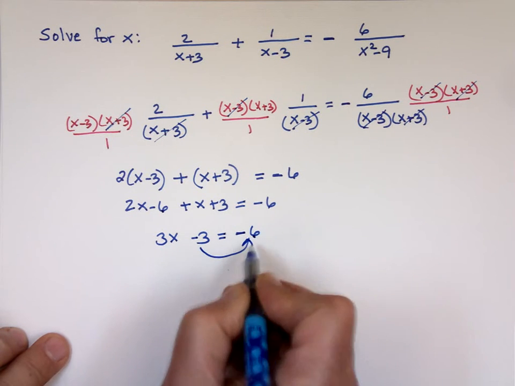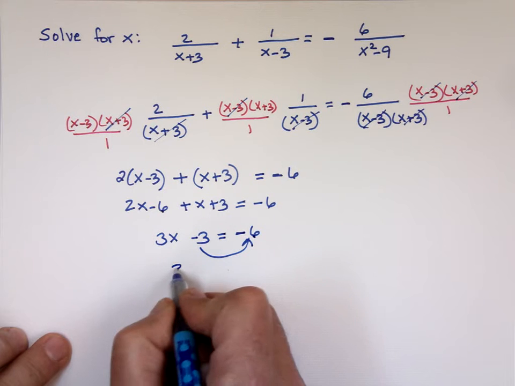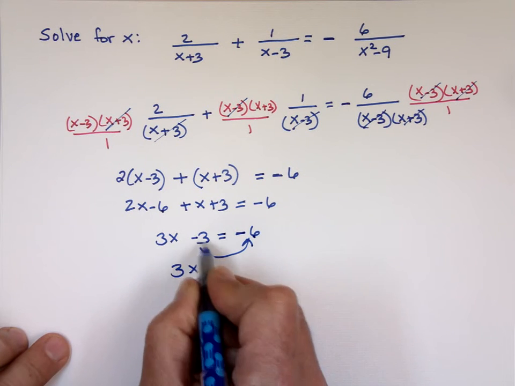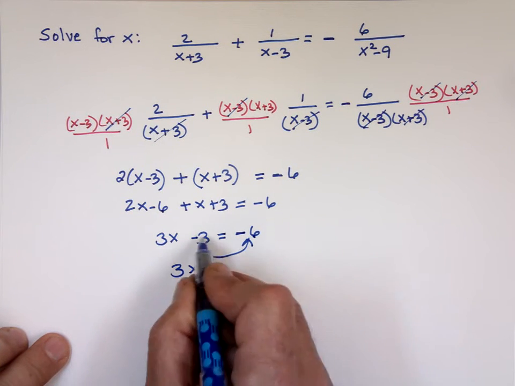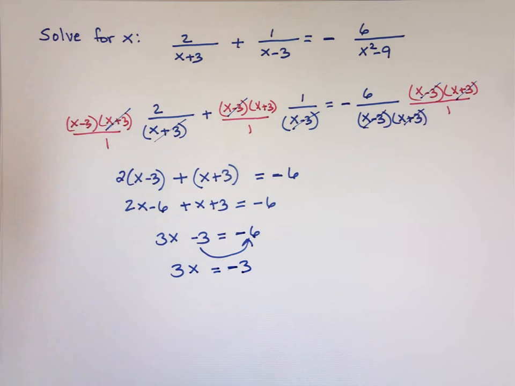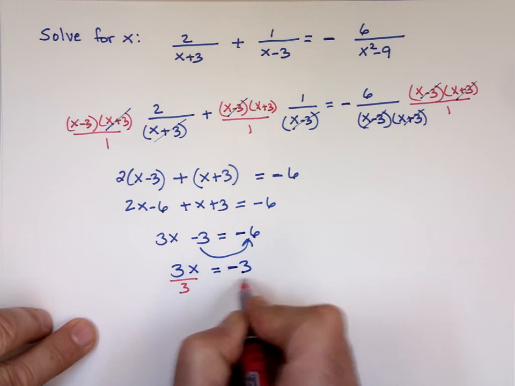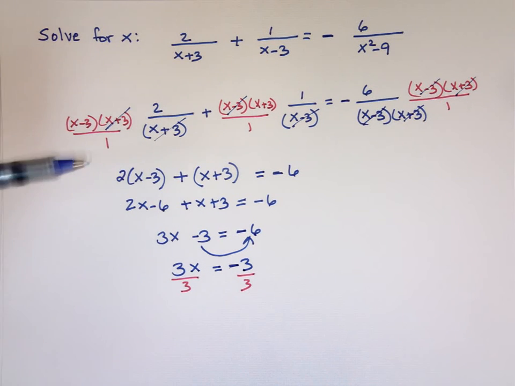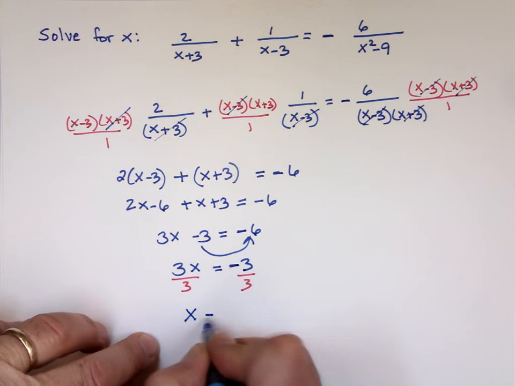That's not a quadratic. That's a linear. 3x equals, change sign, minus 6 plus 3, which is negative 3. And again, to solve for x, I need to divide by 3 now. X equals negative 1.